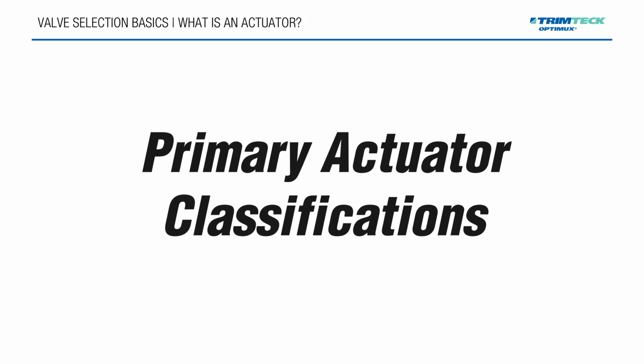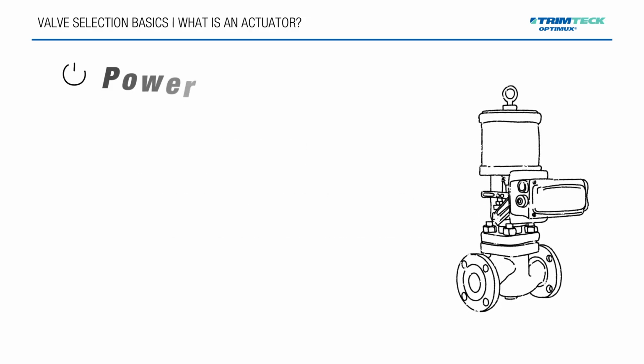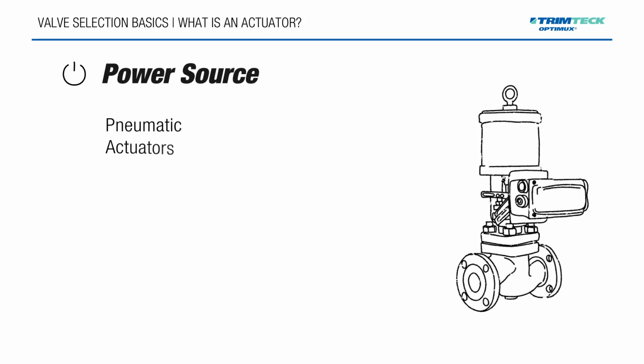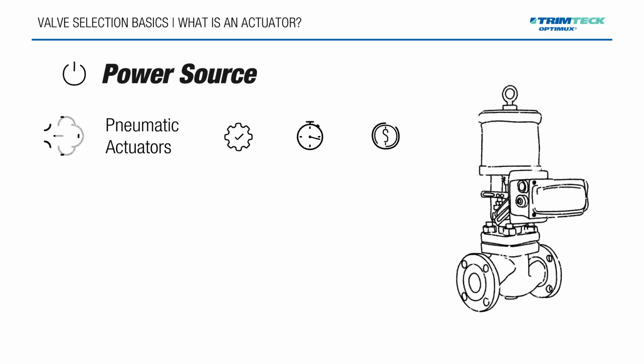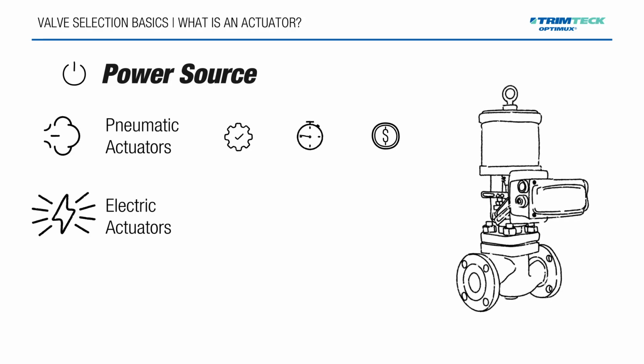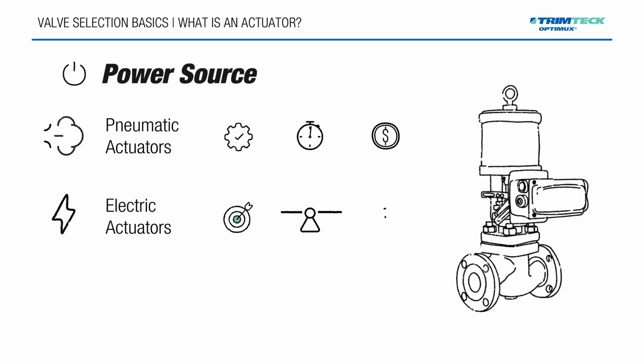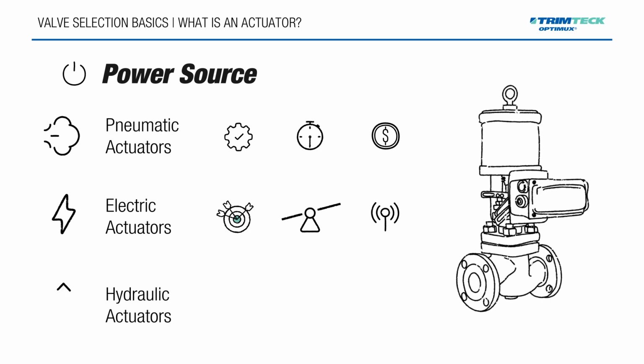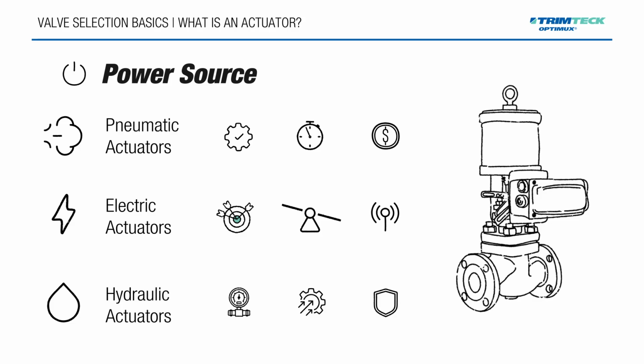Primary actuator classifications. Actuators are first classified by their power source. Pneumatic actuators use compressed air and are the most common due to their reliability, speed, and cost-effectiveness. Electric actuators use motors to provide motion and offer high precision and stability, especially in remote or utility-limited applications. Hydraulic actuators use pressurized fluid and are ideal for high-force, high-speed, or safety-critical applications. Each technology has advantages depending on the application, environment, and performance requirements.